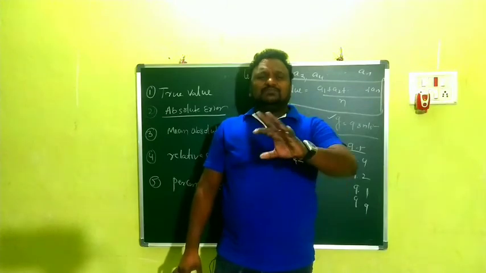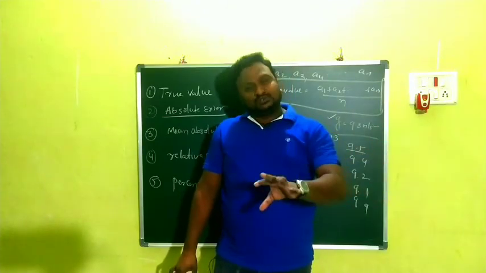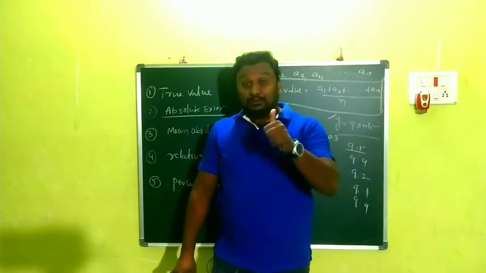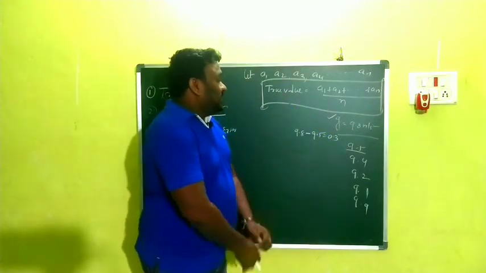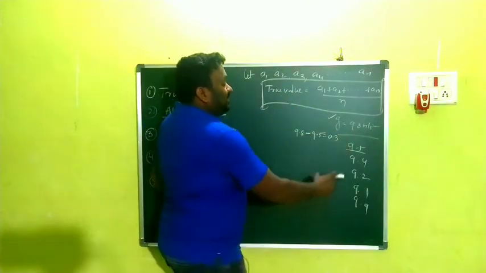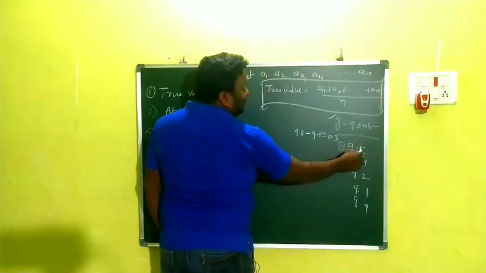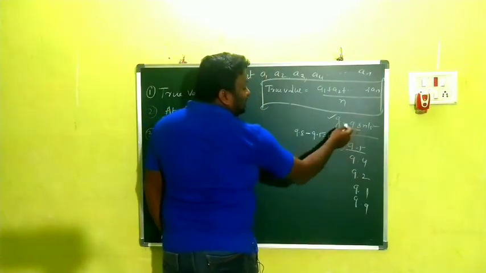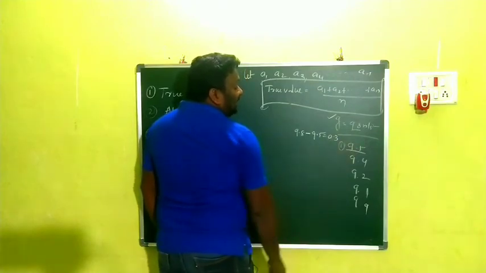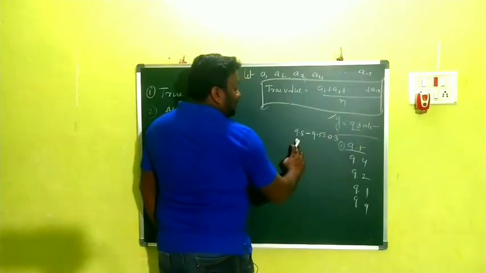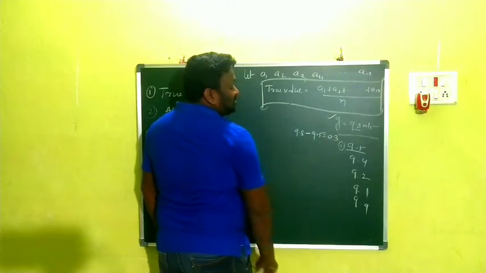This chapter is somewhat different from other chapters. Be careful and watch carefully. Here already the value is what? 9.8. And what is the first measured value? 9.5. Then what is the actual value? 9.8. How much error are you getting? Yes, 9.8 minus 9.5 is equal to 0.3.